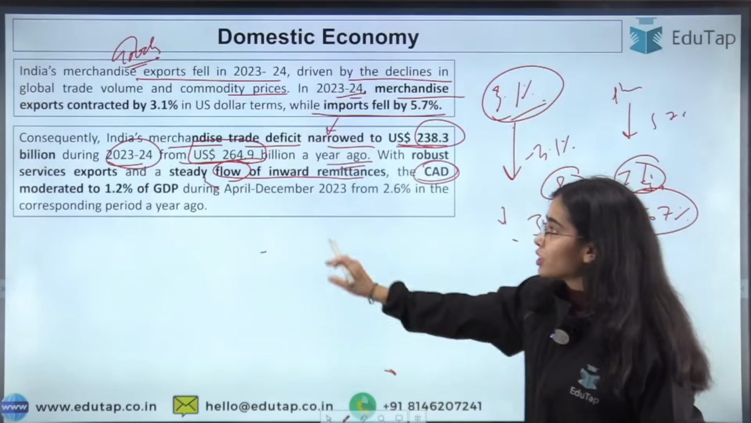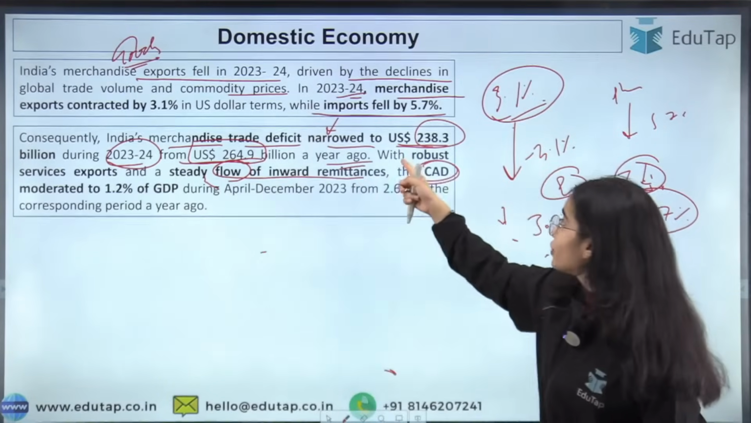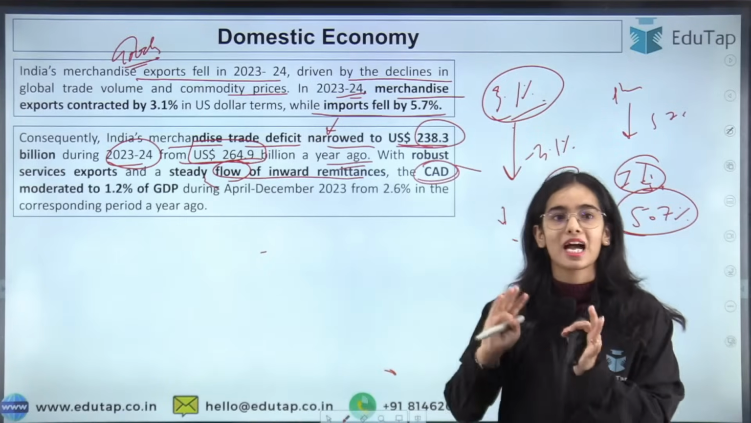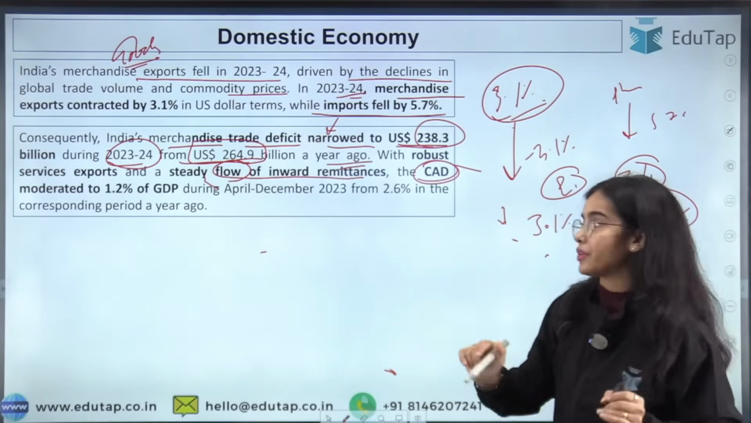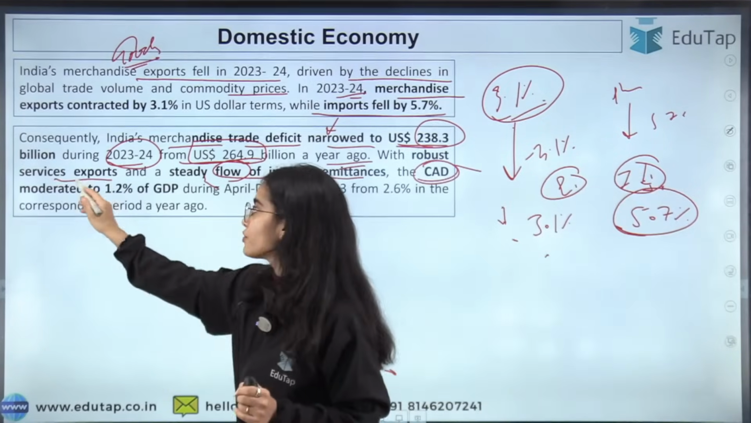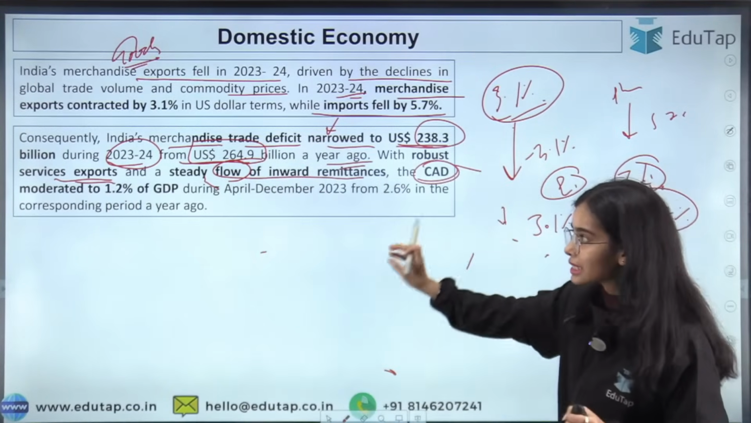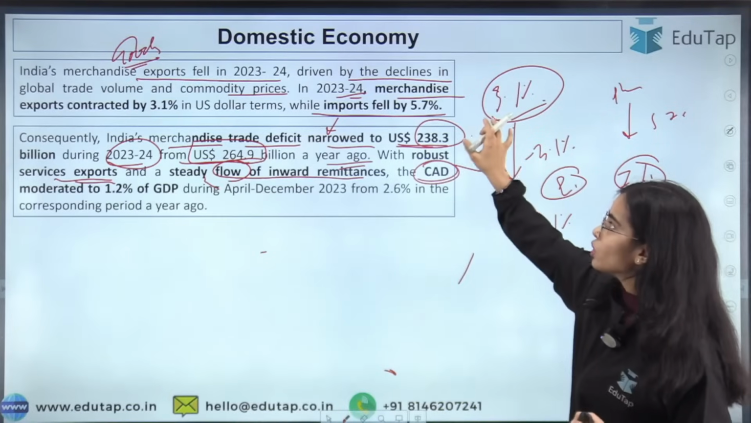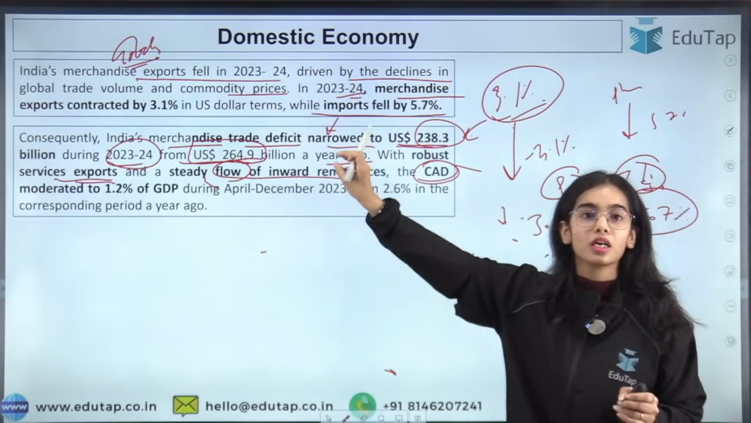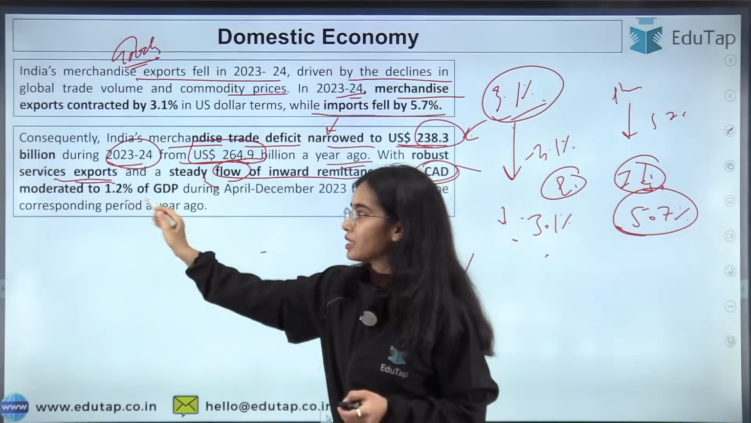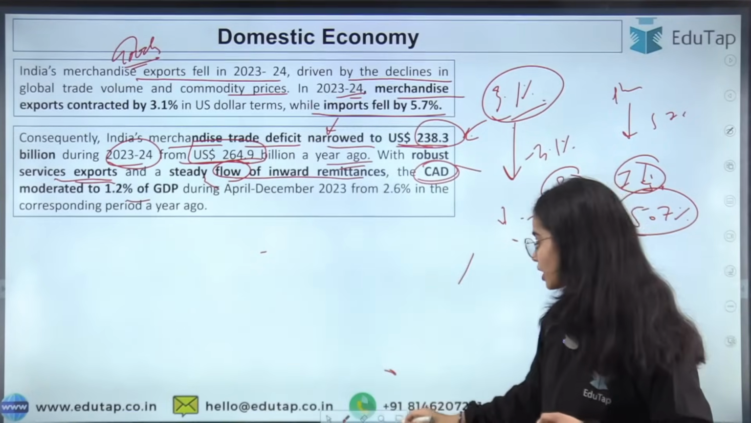With robust services exports, the services exports have also been good from our country. We are doing good services exports. The steady flow of inward remittances is able to cover some of the deficit in the goods trade account. So the current account deficit. Okay, what is current account?